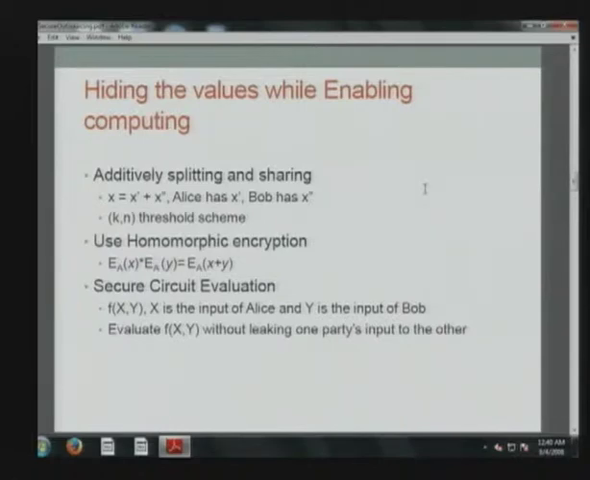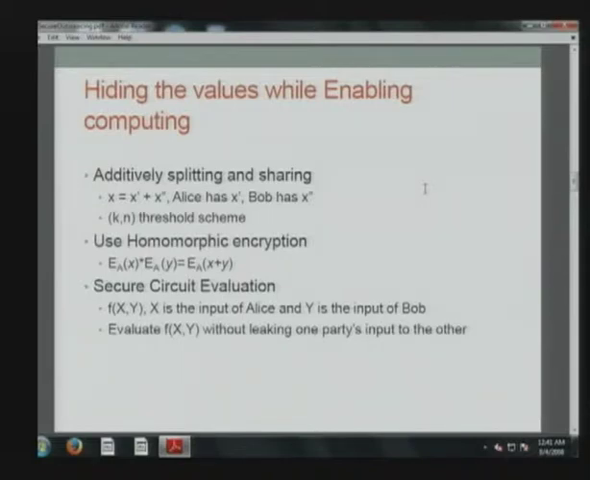And so if we want the server to compute the values for us, we need techniques for hiding the values while enabling the server computing. There are some techniques to hide the value, and we will use these techniques in our approaches. So these are just the building blocks.